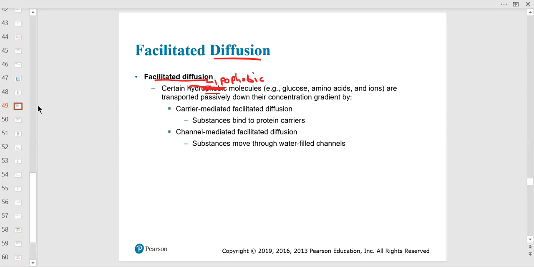So glucose is polar. Amino acids are polar. They're hydrophilic, right? So they're a little bit bigger. And ions are a little bit different. Ions are usually through voltage-gated channels, but they do respond to concentration gradients. So diffusion is free, passive. I'm going to write this the right way so I don't make a mistake. Going from high to low concentrations.